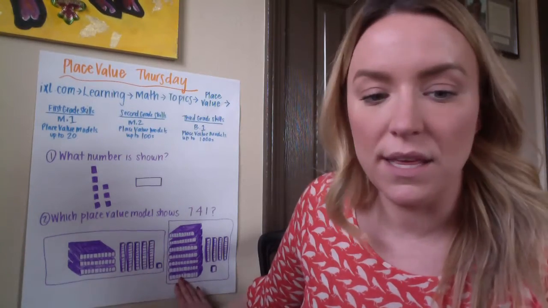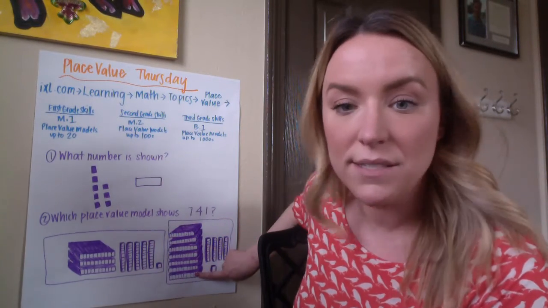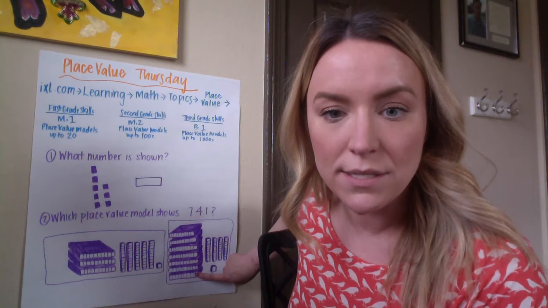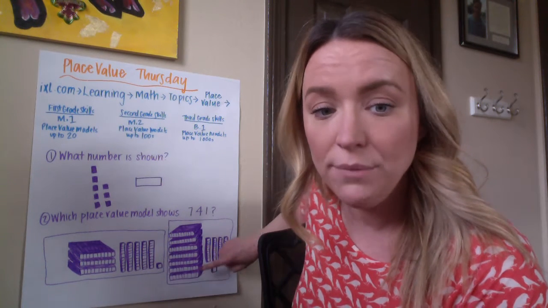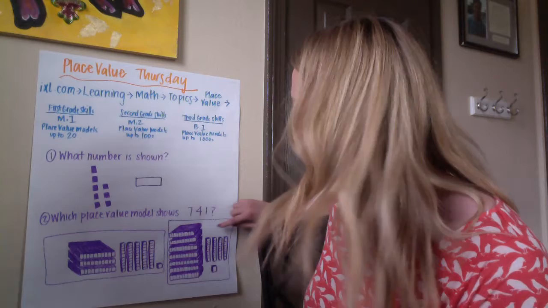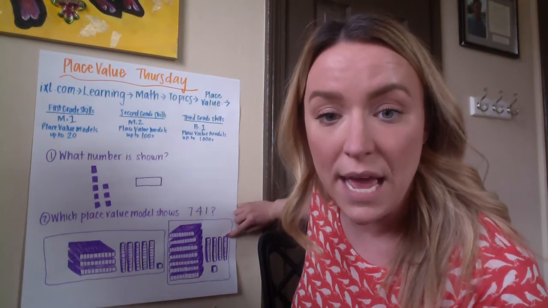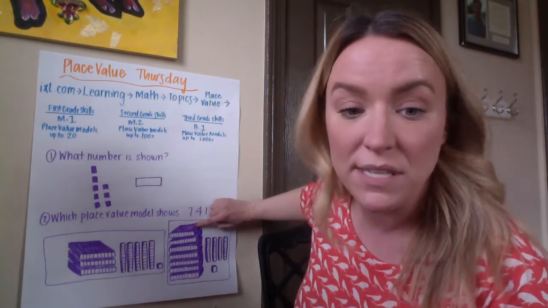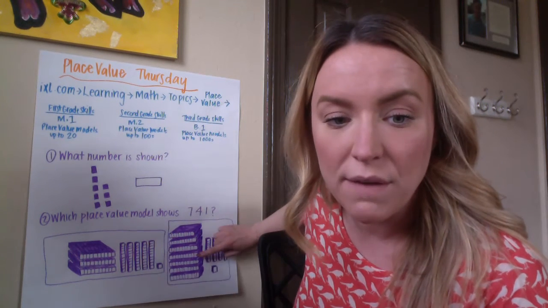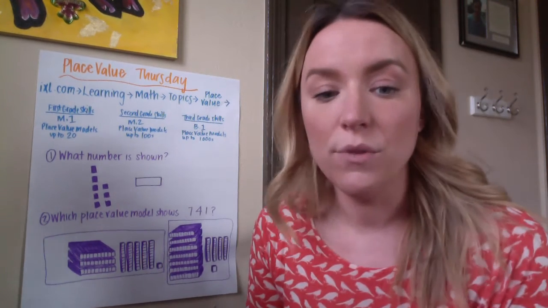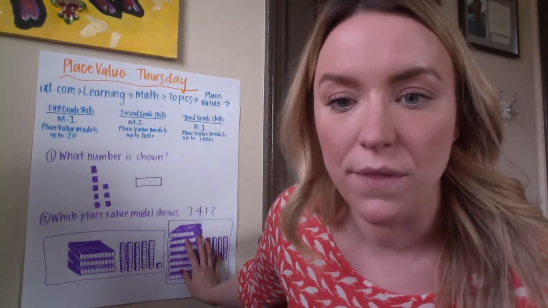Let's move on to this. I have 1, 2, 3, 4, 5, 6, 7 hundreds boxes stacked on top of each other. So already I know that this represents 700. Then we have our 10 sticks. So 1, 2, 3, 4. That would be 40, right? 4 10s equals 40. So already I have 740, and then I have 1 right here represented in my 1 cube. So 741, I know that this place value model represents my number here, 741, so that's what I would click.